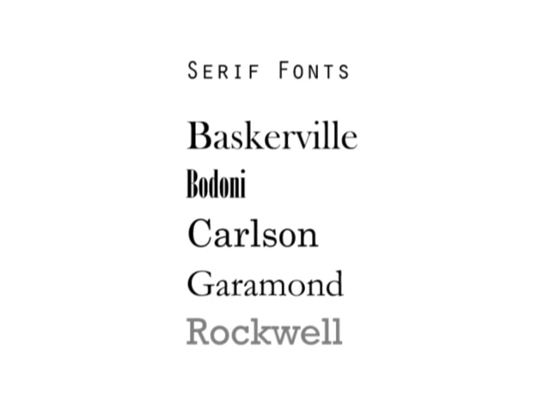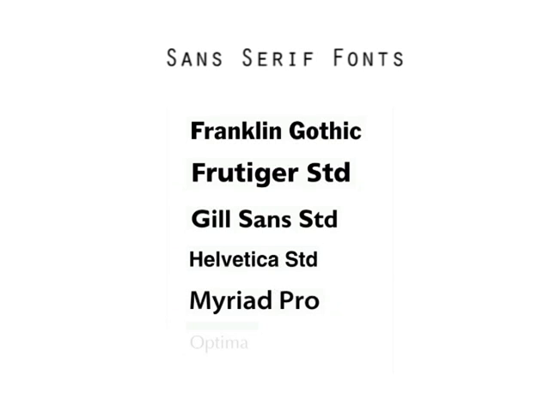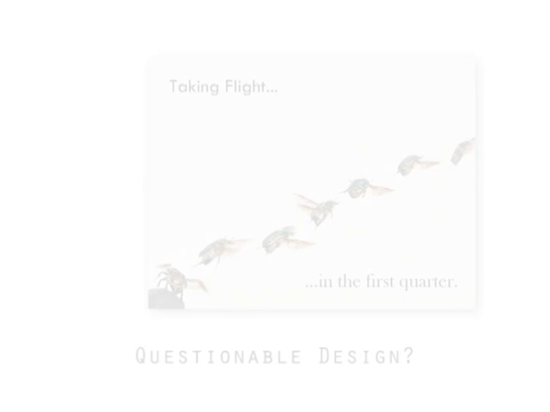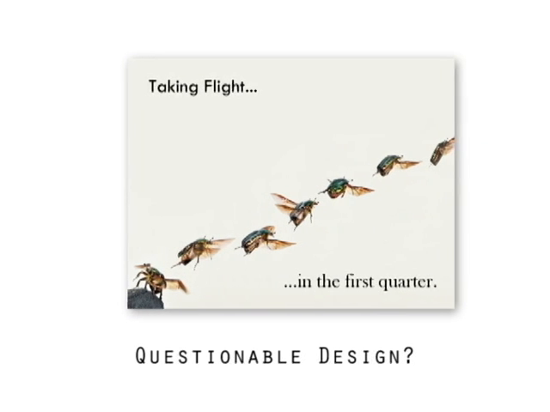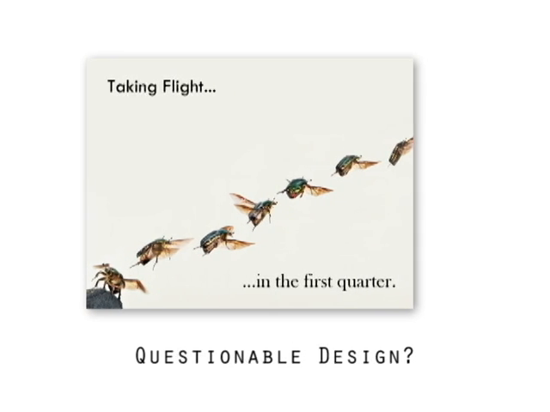Serif fonts like Baskerville, Bodoni, Carlson, Garamond, and Rockwell have little details at the end of the strokes in their letters. Sans serif fonts like Franklin Gothic, Frutiger, Futura, Gill Sans, Helvetica, Myriad Pro, and Optima don't have these details. Sans serif fonts appear more modern and are crisper than traditional serif fonts. Most of the time, we don't want to mix these types of fonts. It's better that you stick with one style throughout a given presentation or series of slides.